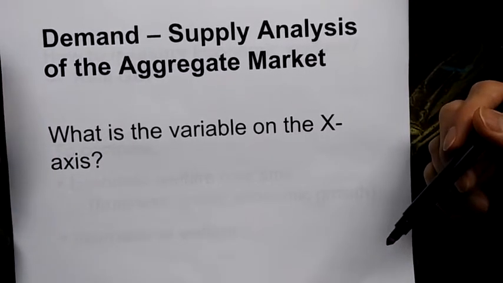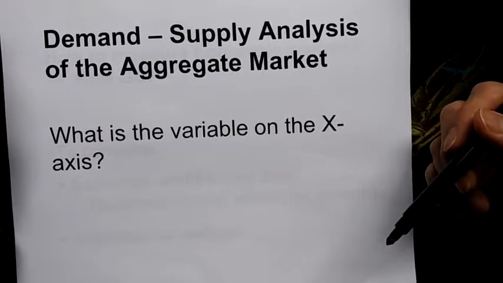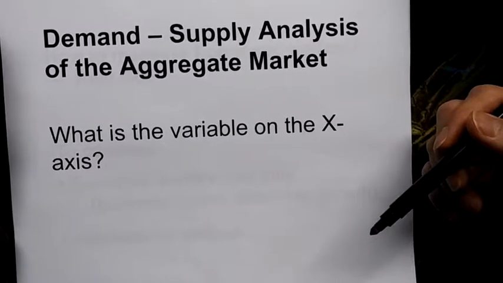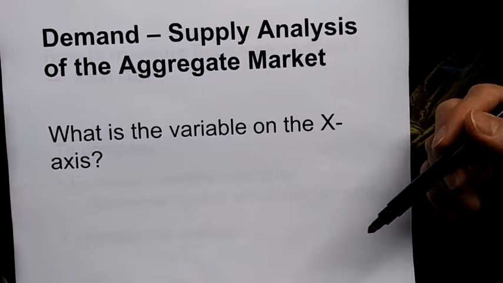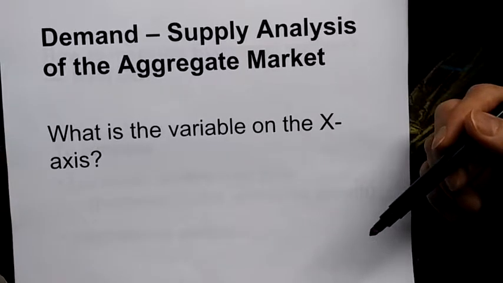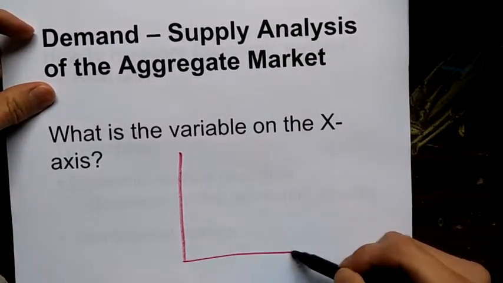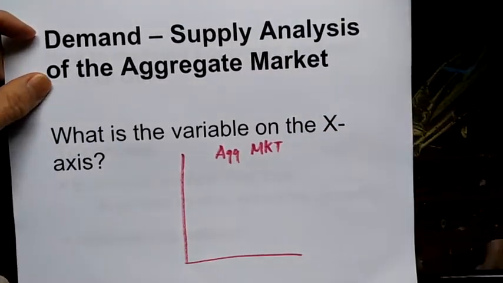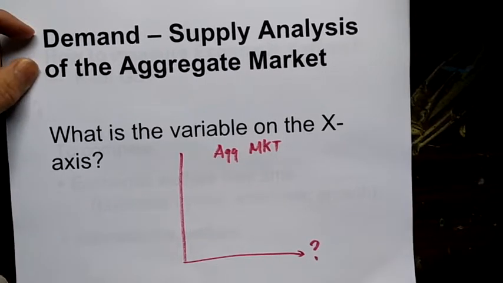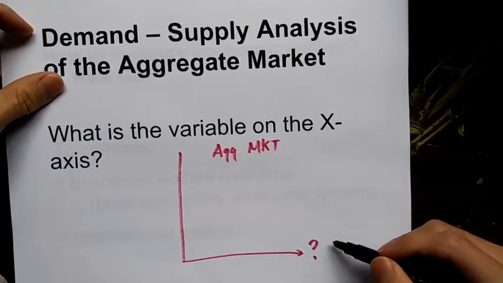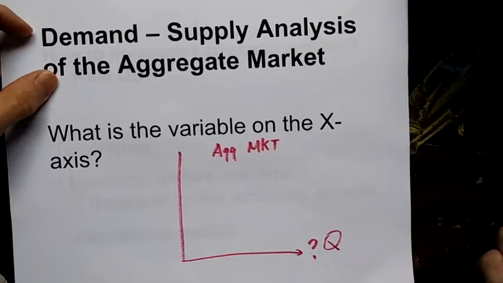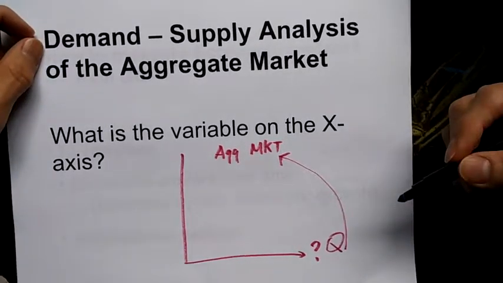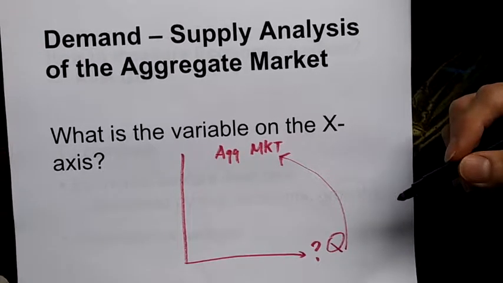So let's start with Chapter 4. Remember, in Chapter 4, we're going to define the variable on the x-axis. So the market is the aggregate market. What is the variable on the x-axis? The answer is the quantity of the aggregate market. So what does that mean?